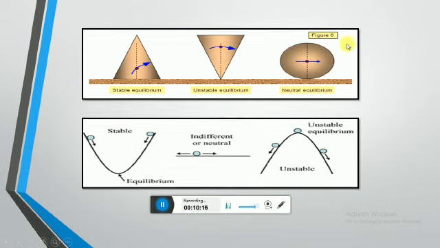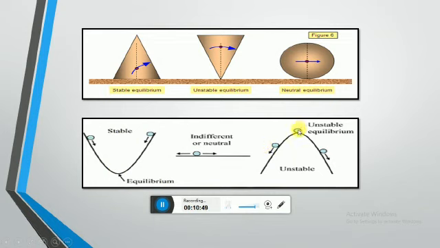In case 3, we have a ball. If we roll a cricket ball or football, the level of the center of gravity is at the same height from the ground. So in this case, the body is in neutral equilibrium. Again, the same case here: if we disturb a ball and move it, this ball returns back towards its original position, at the center. So this ball would be in a stable state.